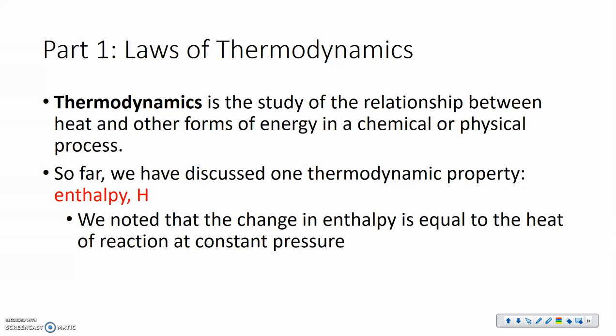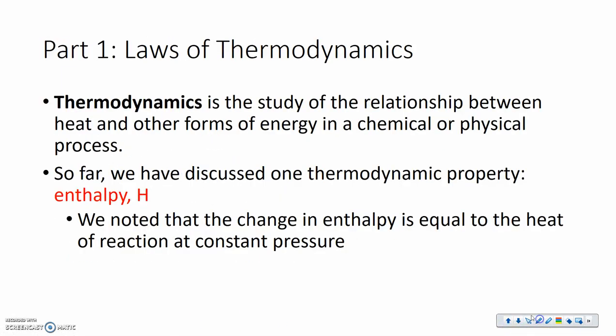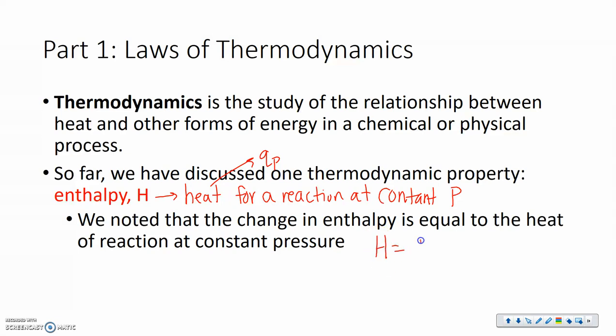So far in Chapter 6, we talked about one property, enthalpy, which was the heat for a given reaction, or in general, heat for a given reaction at constant pressure, sorry. So heat, remember, was the symbol Q. So at constant pressure, we do a little p to denote the fact that we're at constant pressure. So enthalpy was equal to Q at constant pressure.